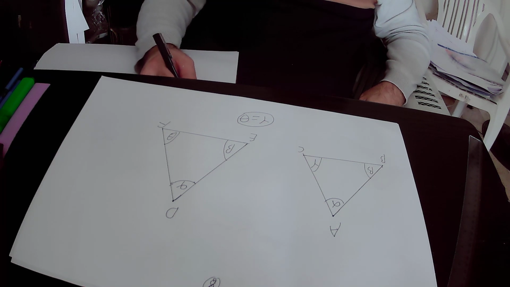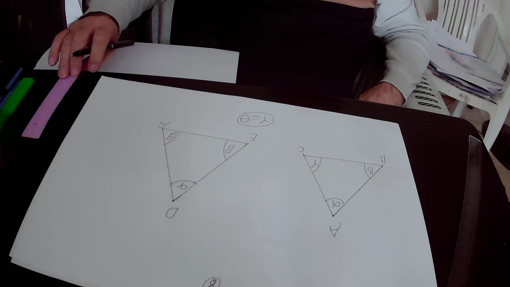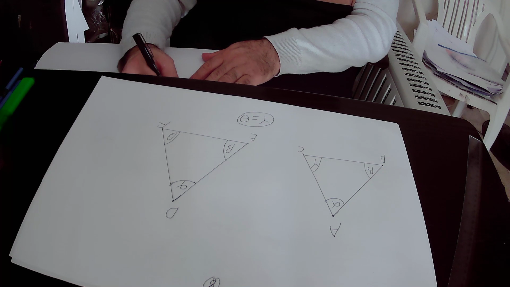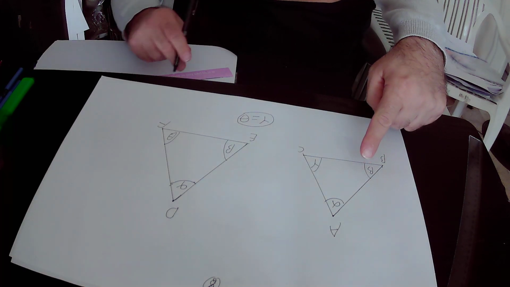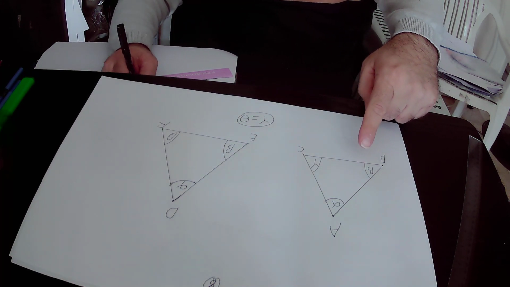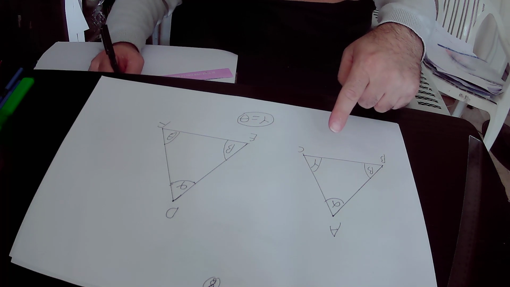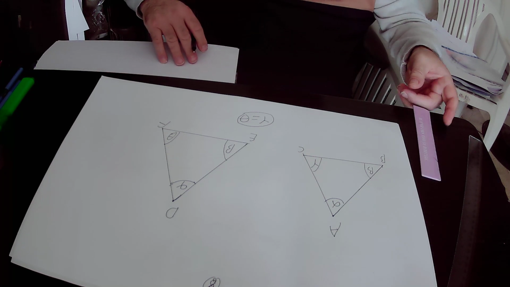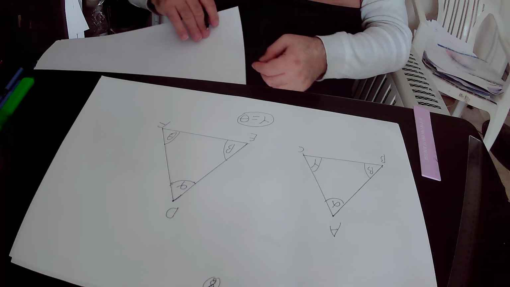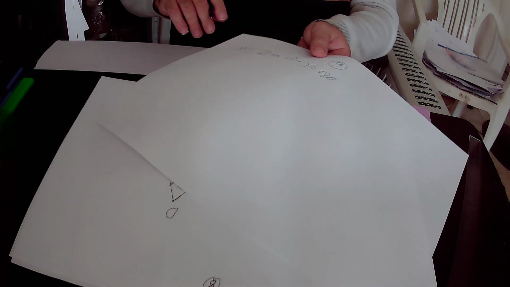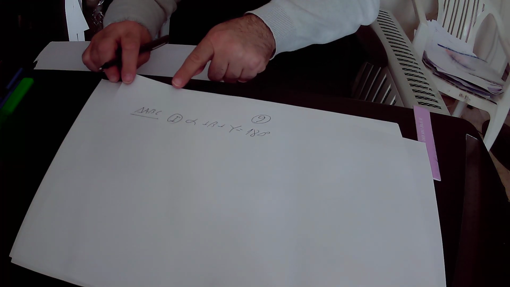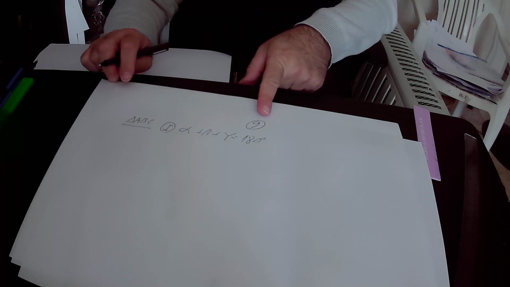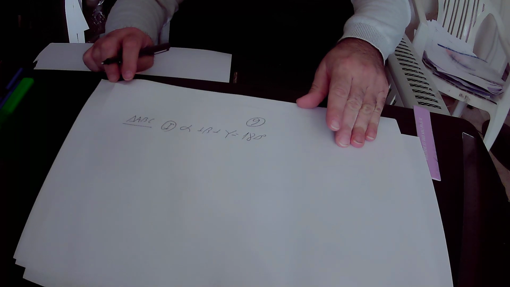Therefore, in triangle ABC, we know that the sum of its angles equals 180 degrees. That is to say, alpha plus beta plus gamma must be equal to 180 degrees, according to the rule that I stated, that the sum of the angles in any triangle equals 180 degrees. That is to say, alpha plus beta plus gamma equals 180 degrees.